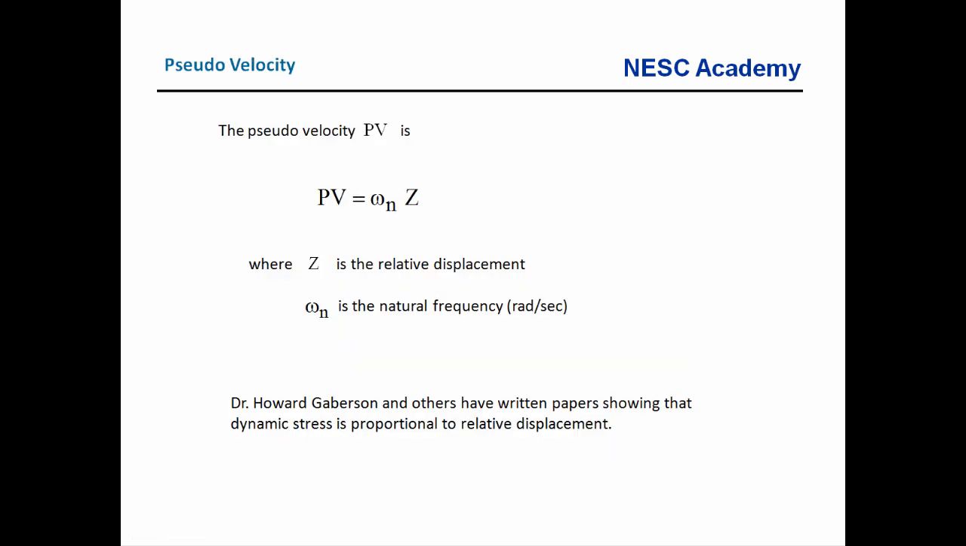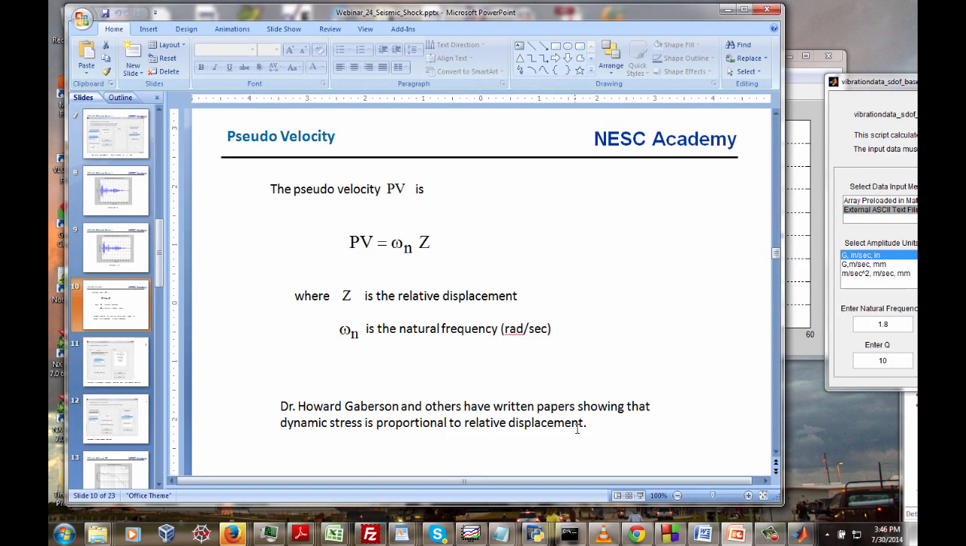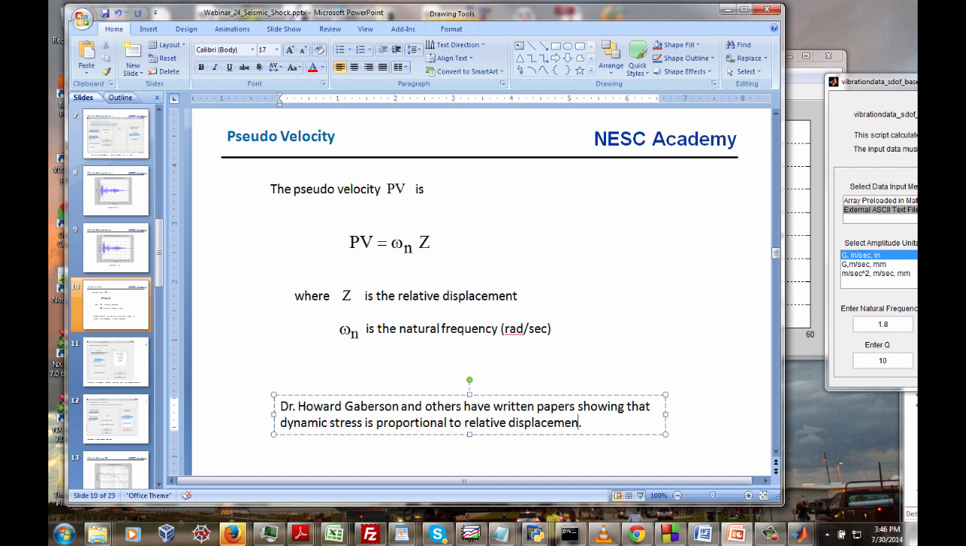Okay, there's another parameter that's going to come into play here, and there was a fine gentleman, an engineer by the name of Dr. Howard Gaberson. He's passed away, but I did have a chance to meet him on two occasions. And he wrote a series of papers and really championed the idea that dynamic stress is proportional to pseudo velocity. So I need to change that slide here. But in order to calculate the pseudo velocity, we need to calculate what the relative displacement is.